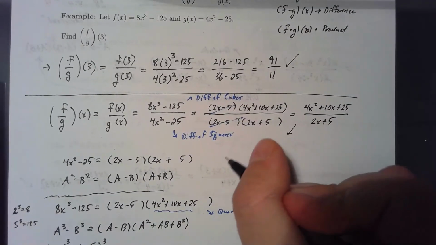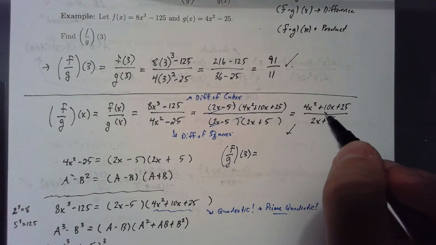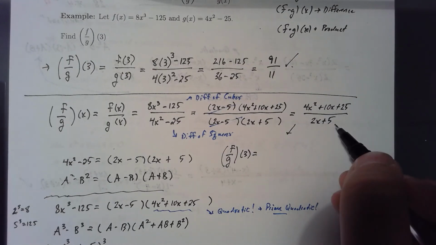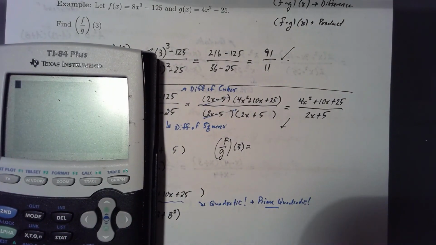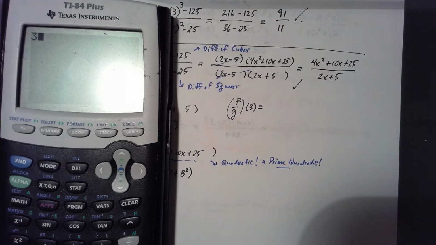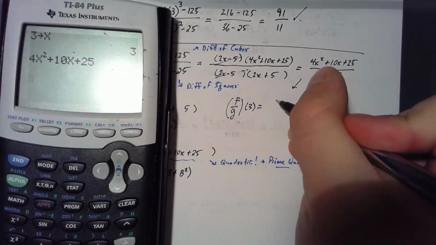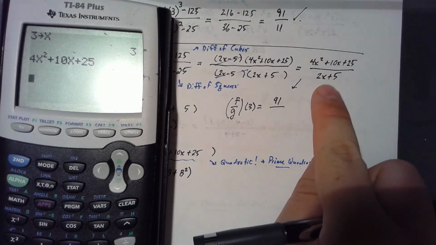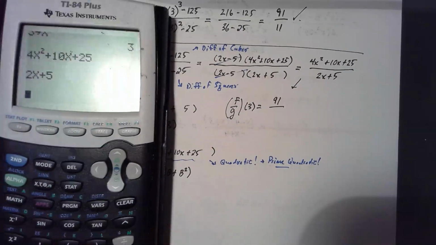So now I could plug in 3 into here. So when you plug 3 into here and then 3 into here, what I'm going to do is store 3 into x, going to type it in this one, 4x squared plus 10x plus 25, and I get 91. Hey, that sounds familiar, all over. And then you store it in, 3 is already in for x, type in 2x plus 5. 11.